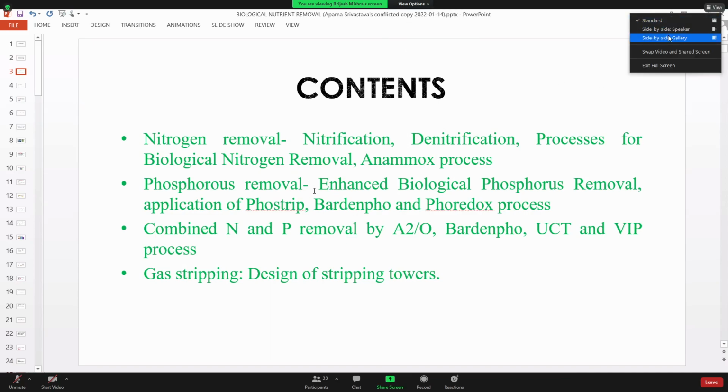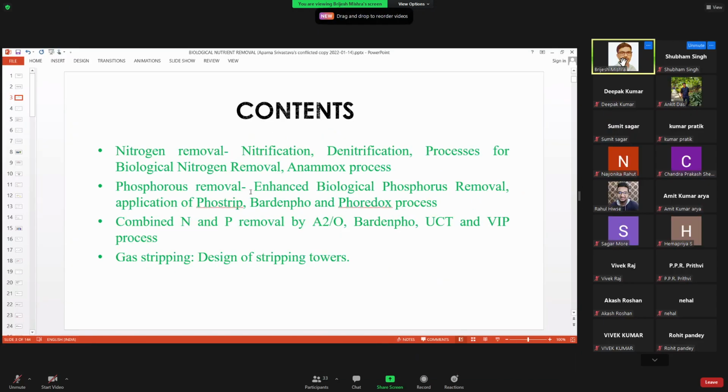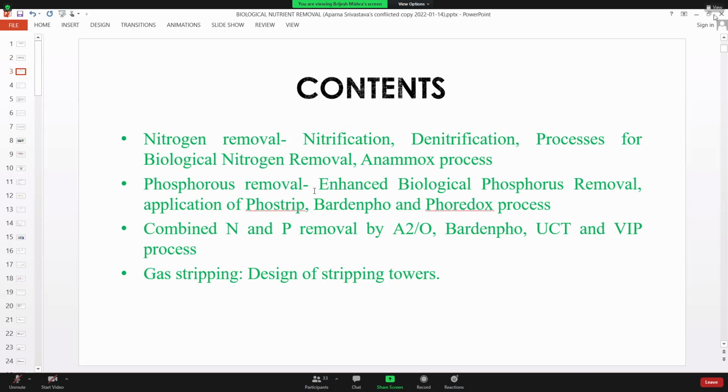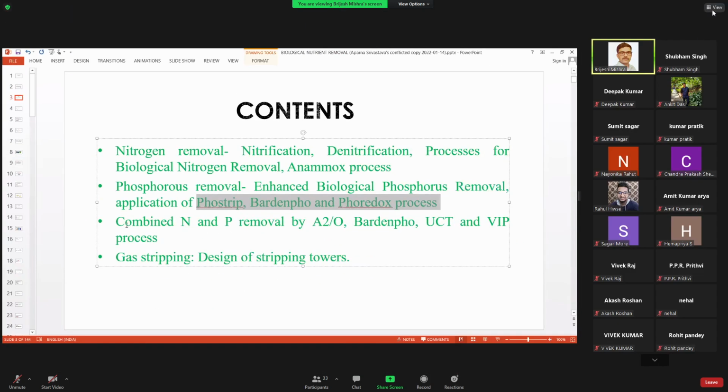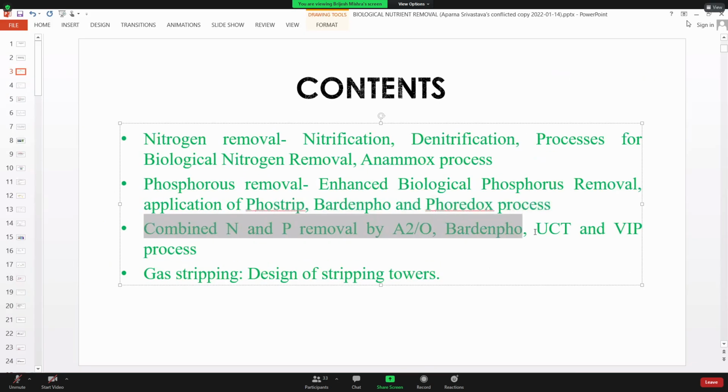Next, phosphorus removal. There is already biological phosphorus removal, but the problem is that its removal efficiency is very low. So a number of other methods have been developed, which we will discuss one by one. We will also discuss combined nitrogen and phosphorus removal methods.